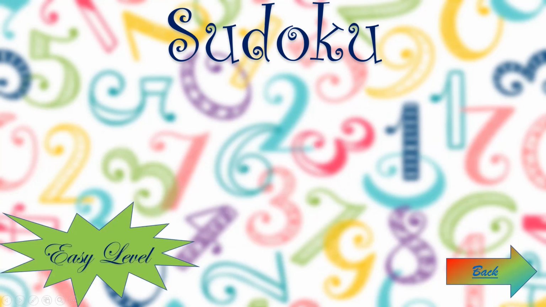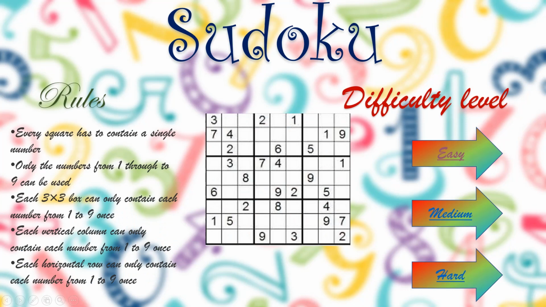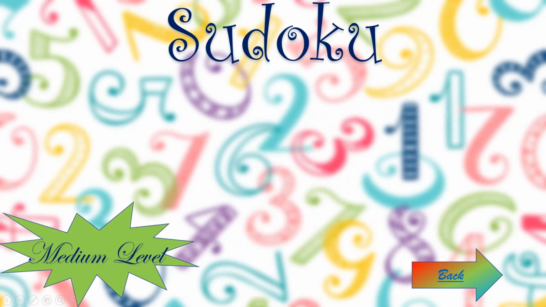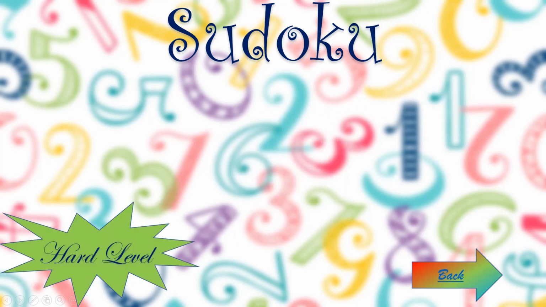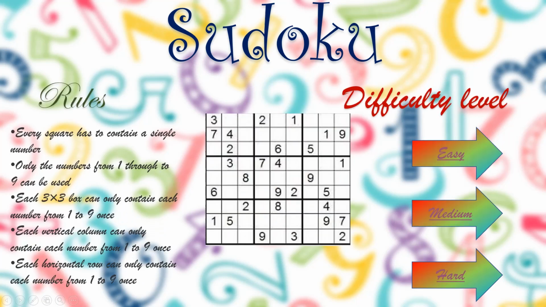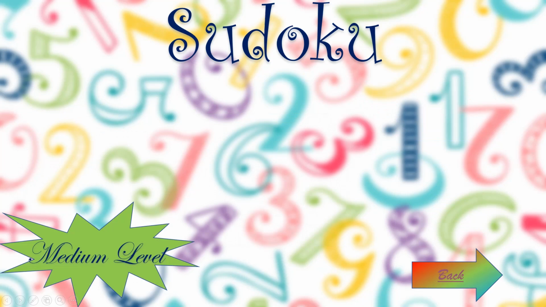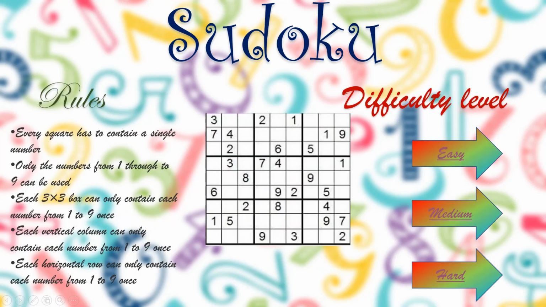Now a slide shows how the hyperlinks work. Just click on the medium button, we divert to the medium page. Click the back button, click on the hard button, we divert to the hard level page, and again click on the back button. It works like that.